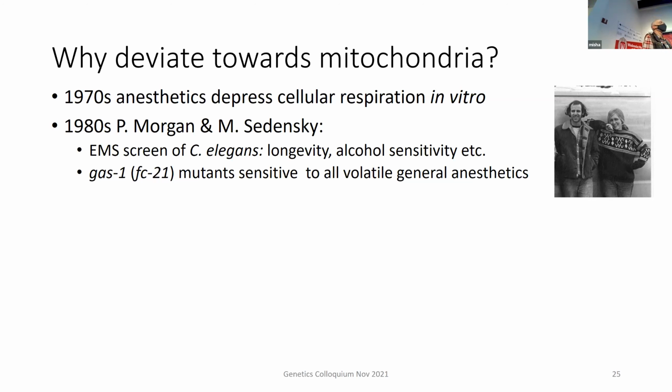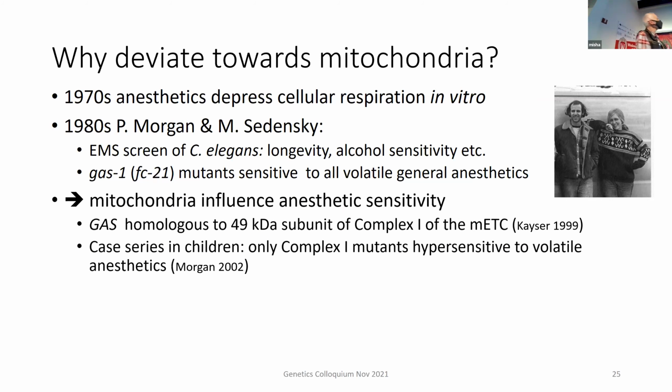So what they did then, they identified, sequenced, and invested a lot of effort over 10, 15 years. And finally, in 1999, they found that gas-1 was actually homologous to the 49 kilodalton subunit of complex 1, which is like a giant subunit inside complex 1 itself.